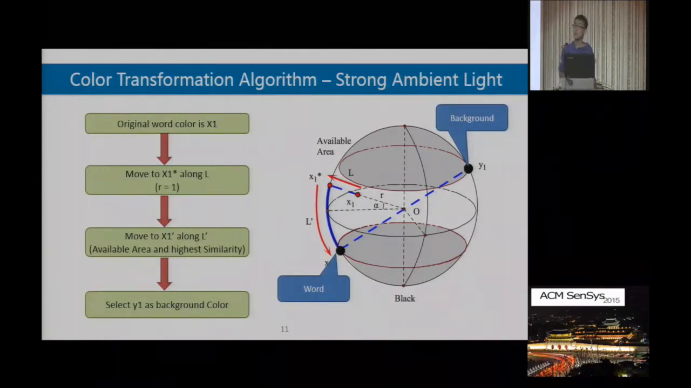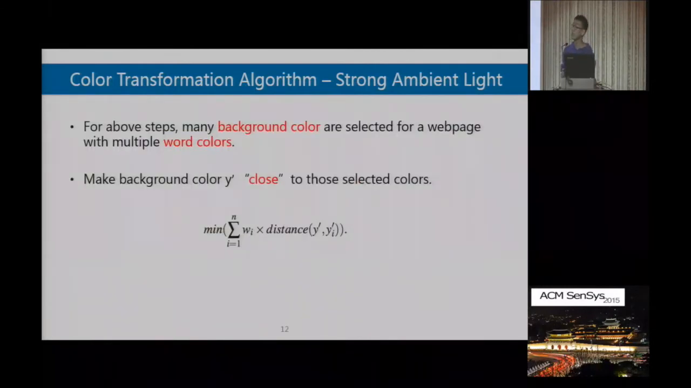But there is a problem, because usually there are several word colors in a web page. There may be red, blue, and green. Then there will be several background colors. This is ridiculous. The background color must be one. So how about this kind of situation? When we select many background colors, we just calculate the weighted average of them to get the only one background color. So this is the method we use to solve this.